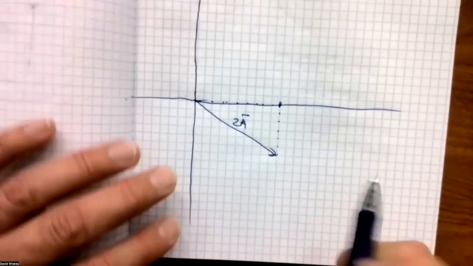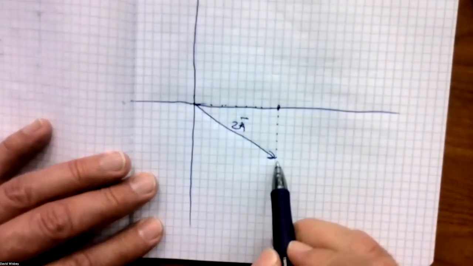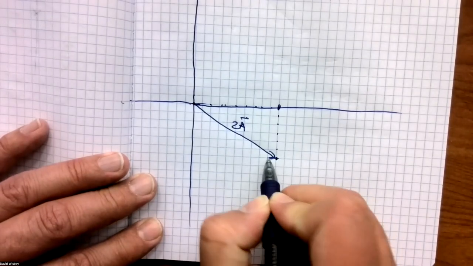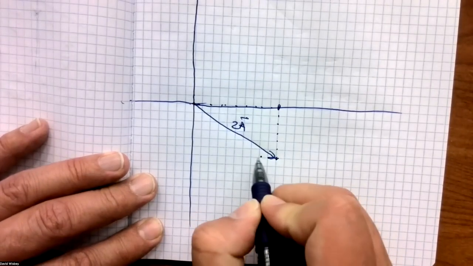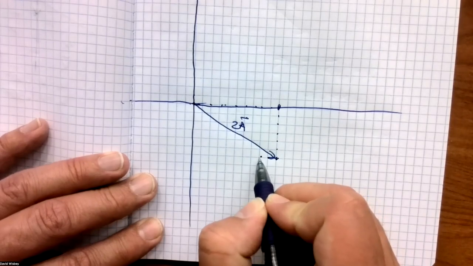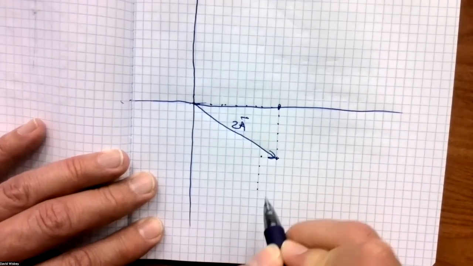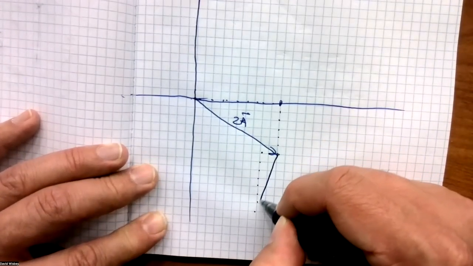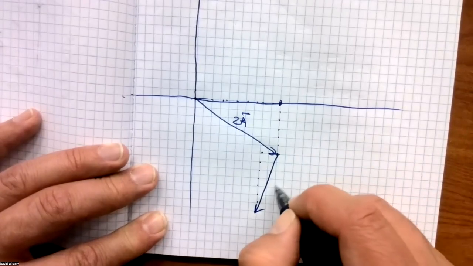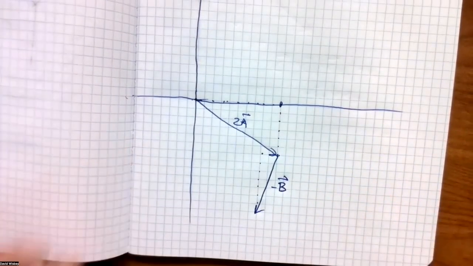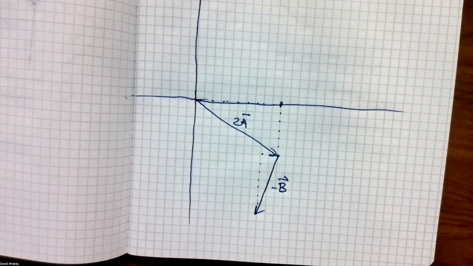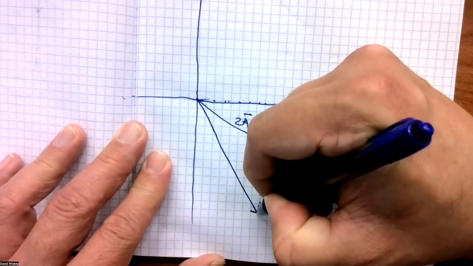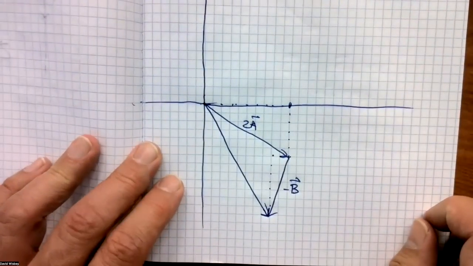All right. So I'm going to start at the end of this vector. So I'm going to go over 2 in the minus direction. This will be 1, 2, and then I'm going to go downward 7: 1, 2, 3, 4, 5, 6, 7. Okay, so this is minus b. And my new vector c then is going to go over here. Okay, so that's my new vector c.